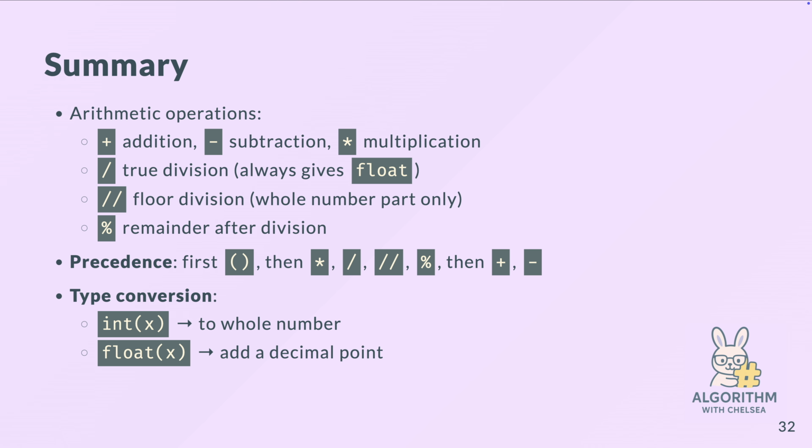Let's review what we learned today. We have learned many basic arithmetic operations. Plus, minus, and times do basic arithmetic. Single slash division always gives a float. Double slash division keeps only the whole number part. % gives the remainder. For precedence, parentheses first, then times and division, then plus and minus. Finally, int and float can convert between whole numbers and decimals.